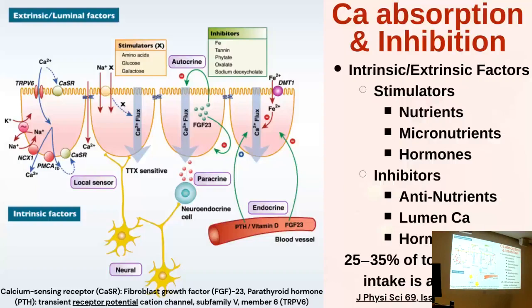Also, the amount of calcium you have circulating in your blood and in your intestinal tract influences calcium uptake as well, because it operates as a bit of a negative feedback loop, okay? So too much, it will stop absorbing the amount of calcium as well. So we've got lots of different mechanisms which will influence both the absorption and the inhibition of calcium within our body.